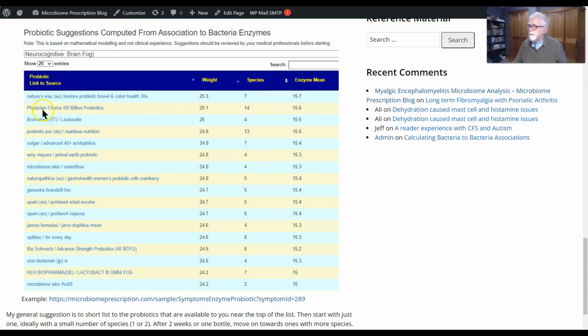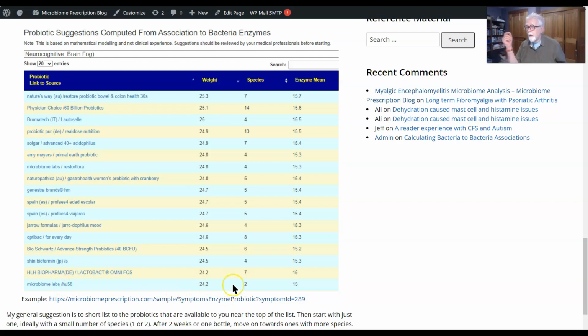It shows the number of species in the probiotic and the enzyme name. In general, what you want is a good weight and a low species count as the preferred one to start with. So you ideally will go and get one bottle of just one.